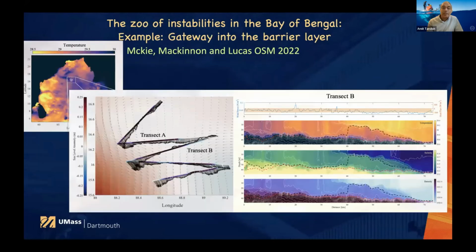So here is my last example, and this is by Taylor McKee, Jen McKinnon, and Andrew Lucas. This was presented at the Ocean Sciences Meeting 2022. And this is based on a cruise in the Bay of Bengal in 2019. And what we are showing are, again, some transects. What is shown in the background are the sea surface heights. So you can see there's a mesoscale eddy, and again, transects A and B are sort of in this frontogenetic region. What is shown on the right is just one of the transects here. And I don't want to say too much except say that, again, Taylor McKee is doing this analysis.